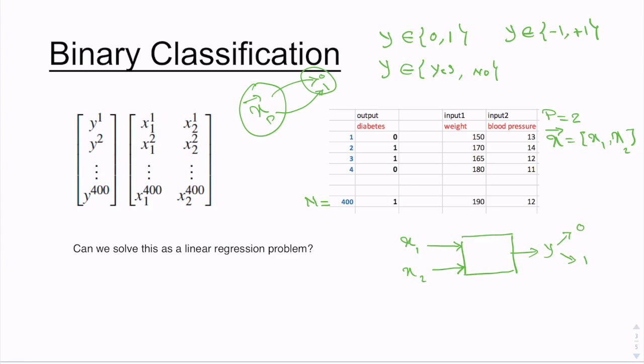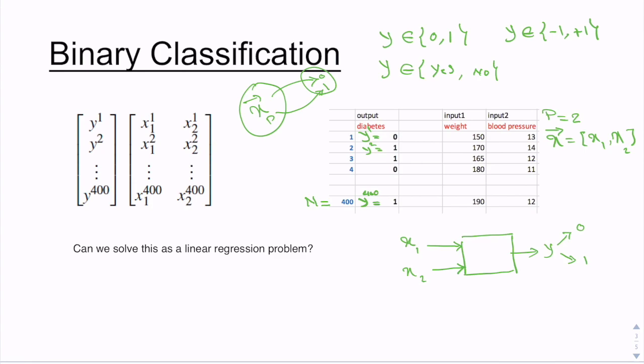So in here basically y1 is equal to 0, y2 equal to 1, and y400 is equal to 1. Note that we use the superscript as the index for sample and subscript as the index to denote the feature.